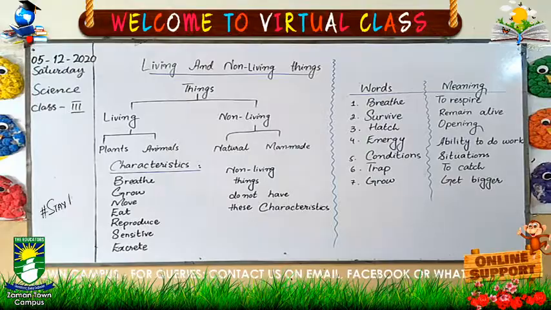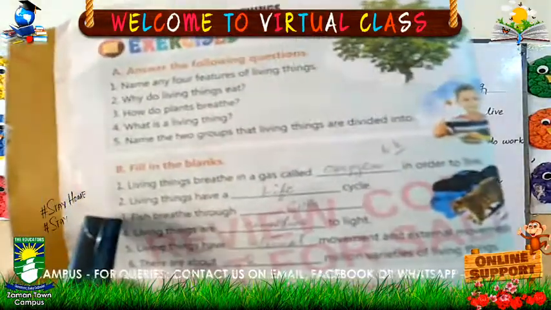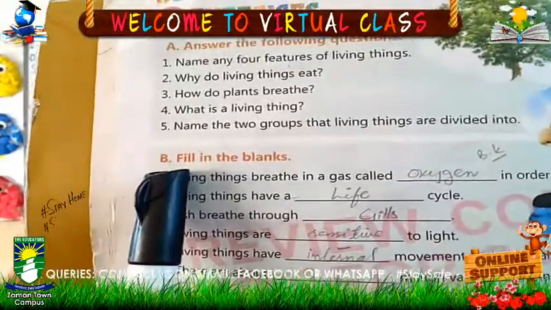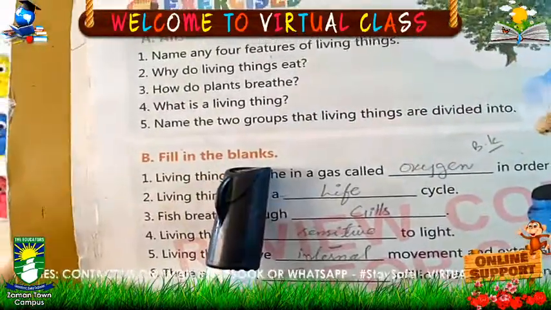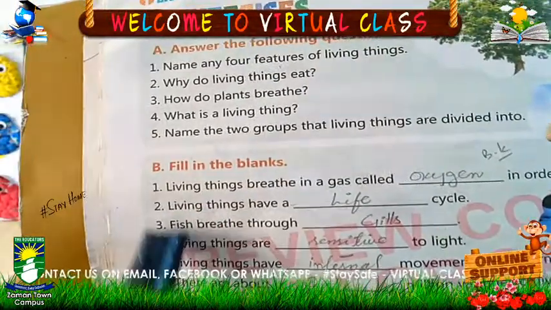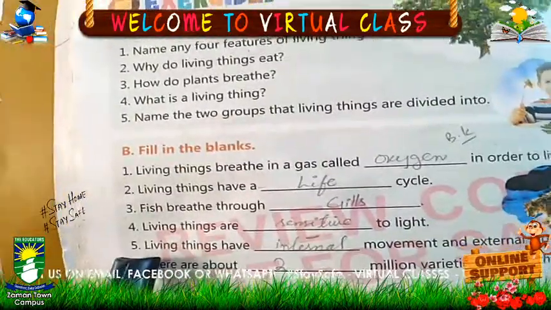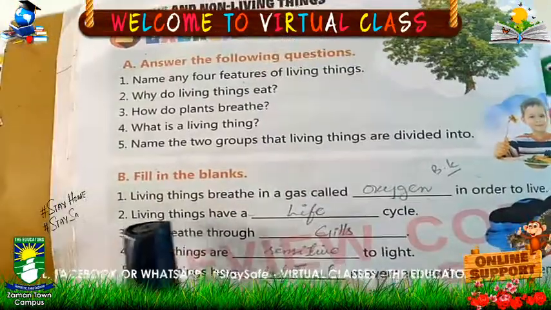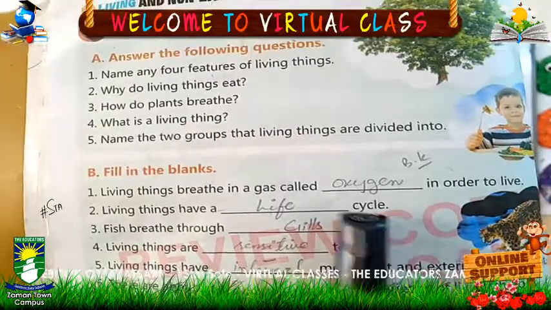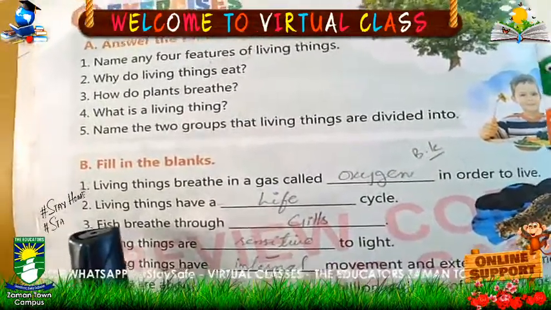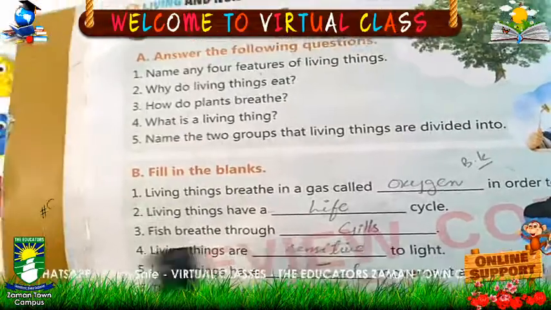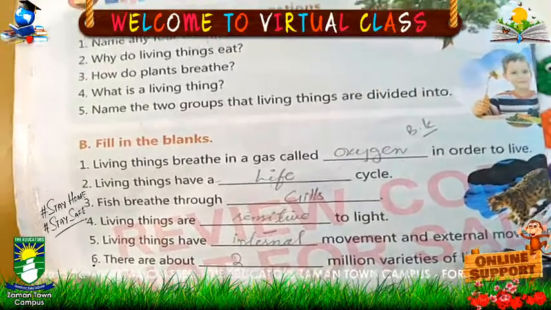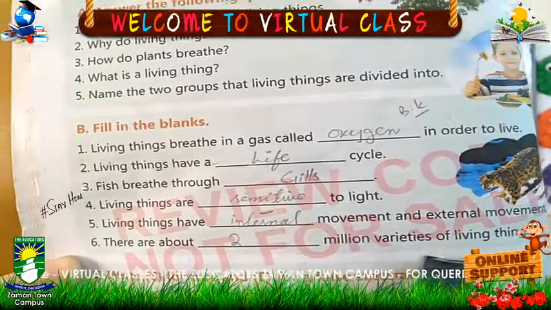Okay, now this one, exercise B, is your book work. The question is fill in the blanks, as we have done in the previous class. Okay. Living things breathe in a gas like oxygen in order to live. Living things have a life cycle, and fish breathe through gills. Living things are sensitive to light. Living things have internal movement and external movement. There are about 2 million varieties of living things.